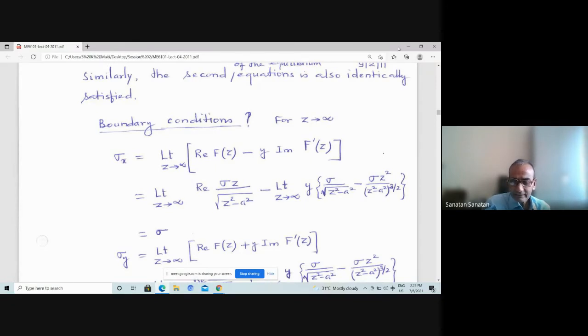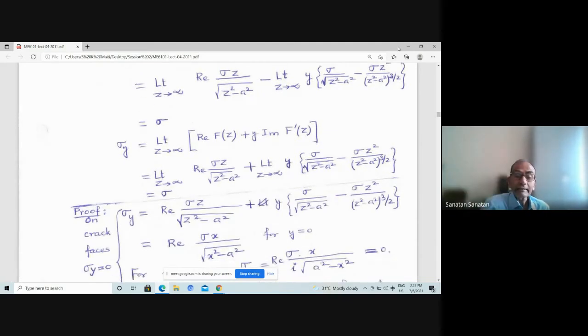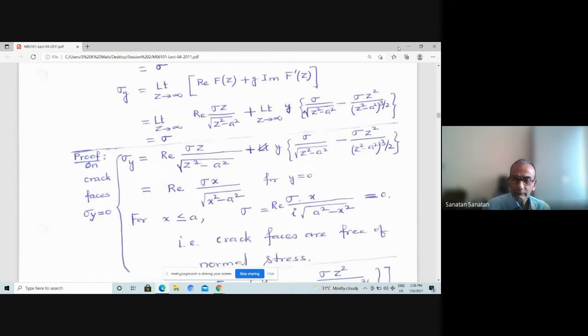Whereas in this case, you will find that at z tends to infinity these two terms become equal, so it becomes 0 automatically. Finally, this will give you sigma. So both sigma x stress is sigma, and also sigma y, by exactly similar consideration at z tends to infinity, stress is sigma. So the two boundaries, the stresses as required, are actually there, and therefore this is the exact solution to the problem. And there is also another boundary where you have to check the stresses.